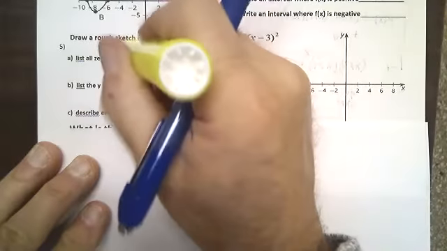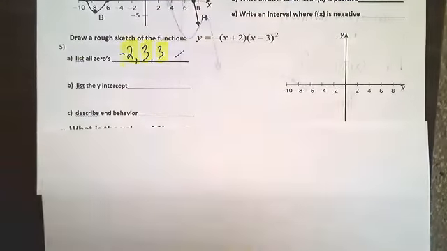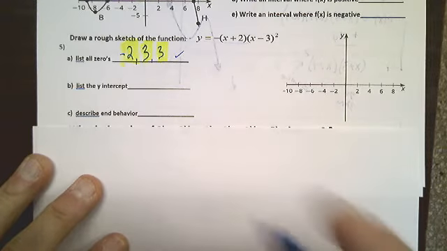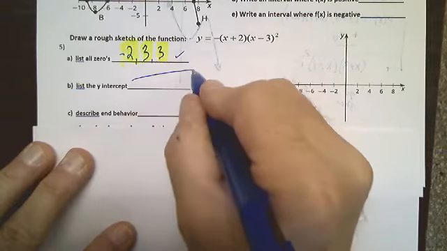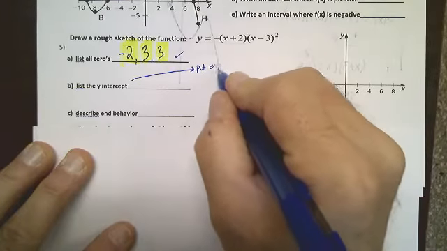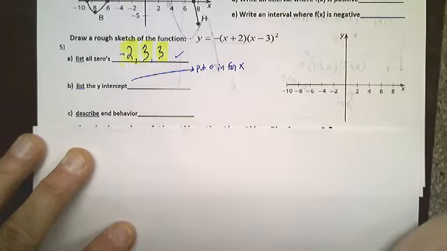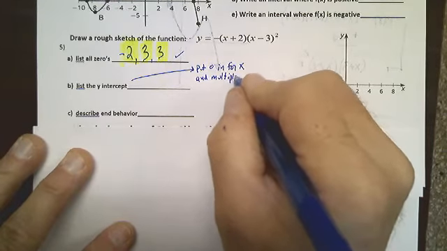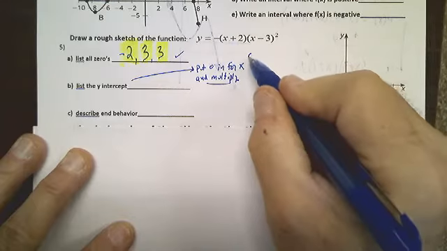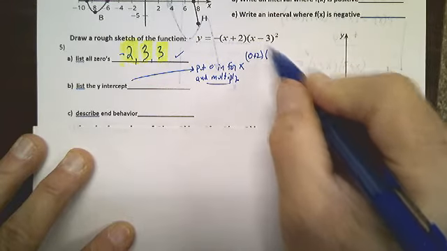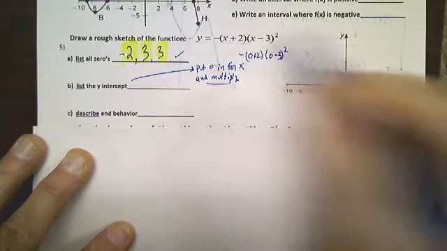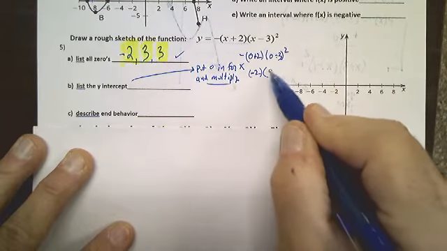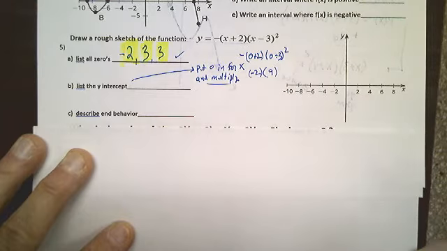Back to you, Miss Gradoff. I need a y-intercept, please. I'll give you a moment to think about it. Okay, y-intercept. Put 0 in for x and multiply. So I put a 0 there. Put a 0 there. So what do I got? 2. That's -2. That's -3 squared is 9. I think it's -18.